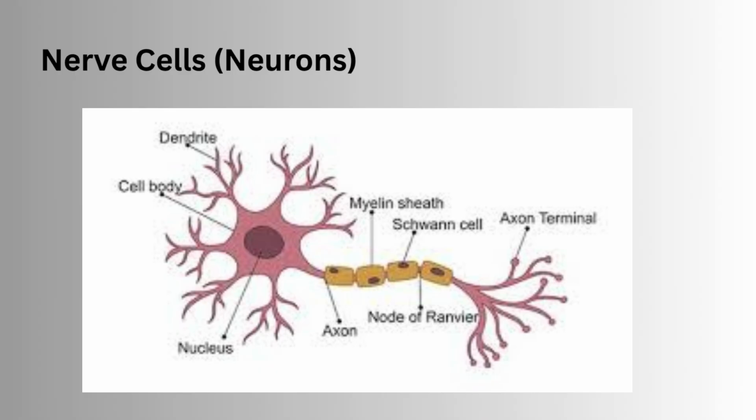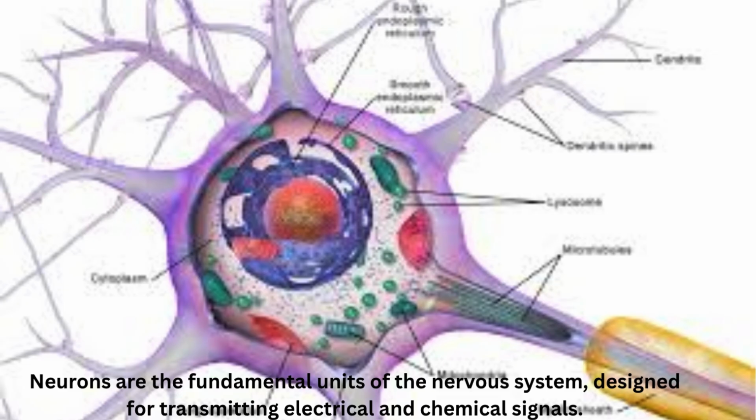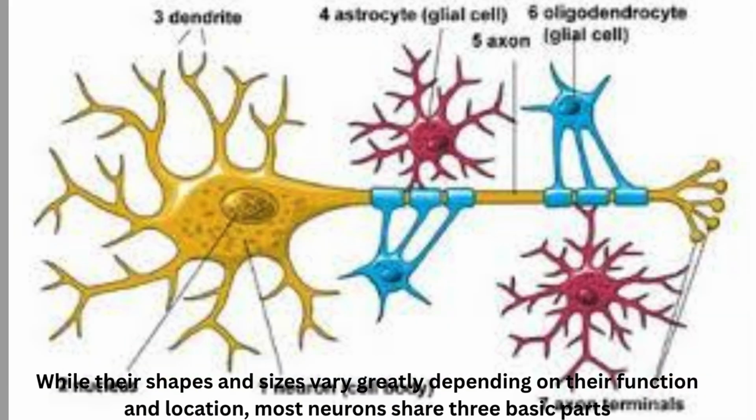Nerve cells, neurons. Structure. Neurons are the fundamental units of the nervous system, designed for transmitting electrical and chemical signals. While their shapes and sizes vary greatly depending on their function and location, most neurons share 3 basic parts.